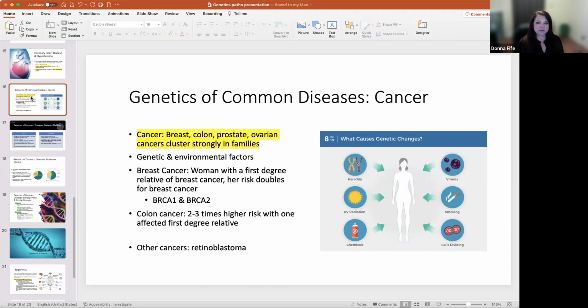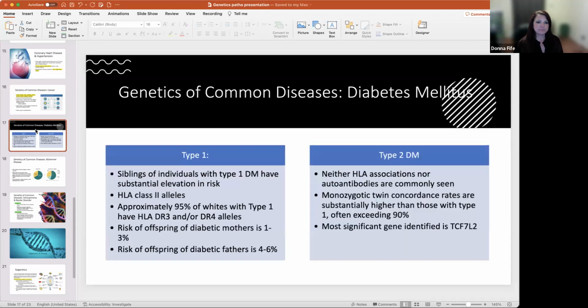genes for breast cancer. With colon cancer, a patient is at 2 to 3 times higher risk with one affected first-degree relative with a history of colon cancer. Other cancers that occur commonly in families include retinoblastoma. And here are just some factors that can cause genetic changes that lead to cancer.